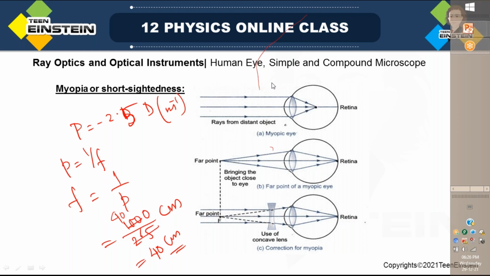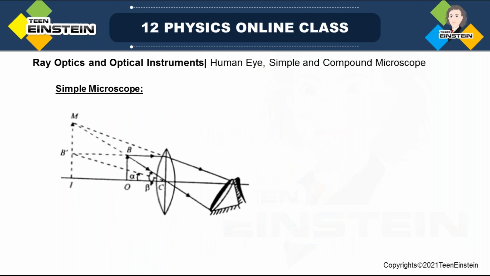Okay, then I'll just go to the next topic. Today's next topic is simple and compound microscope, and next day we'll finish with the discussion of the astronomical telescope and then finish the chapter. So today we'll discuss microscope.